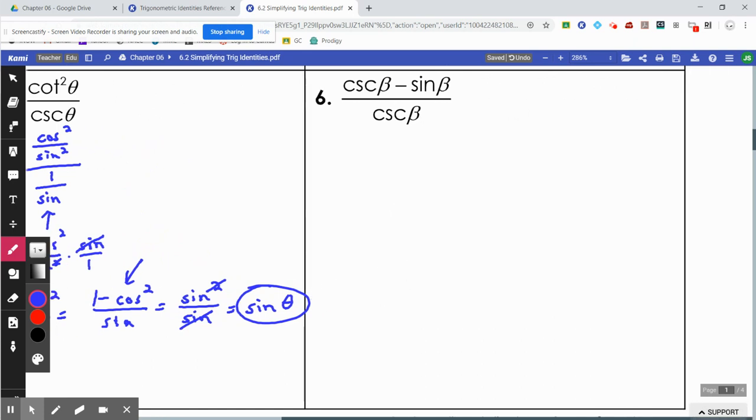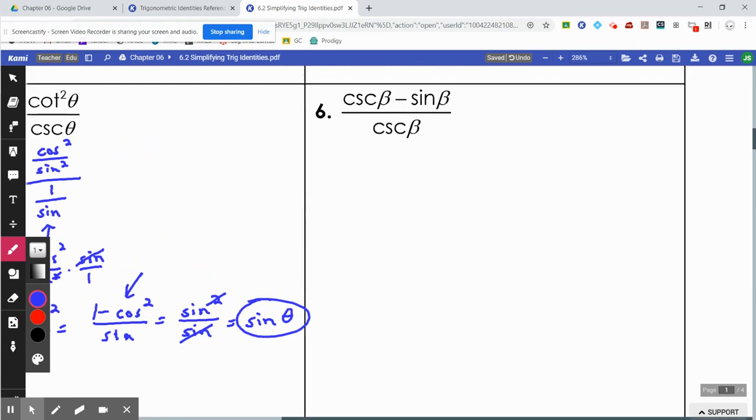Number 6. On top I have cosecant minus sine. Cosecant is 1 over sine. And I'm subtracting sine, which we're going to write as sine over 1.